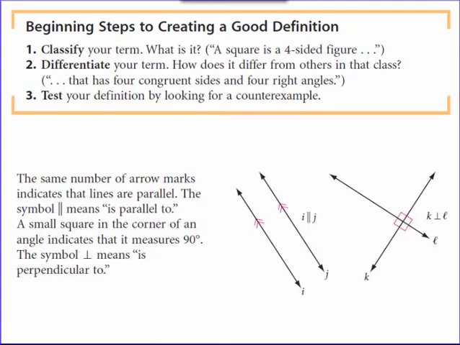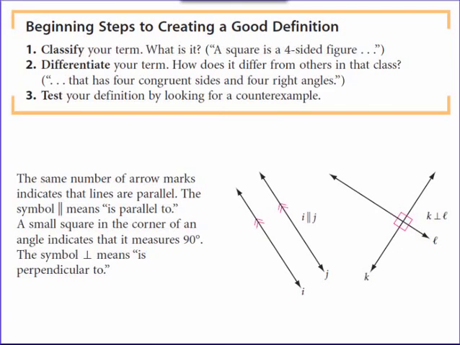So now what we're going to do is look at the beginning steps to creating a good definition. First thing, you classify your term. What is it? Oh, check that out. A square is a four-sided figure. We had that. I didn't even know that was coming. Number 2, differentiate your term. How does it differ from others in the class? It has 4 congruent sides and 4 right angles. Then test your definition by looking for a counterexample.